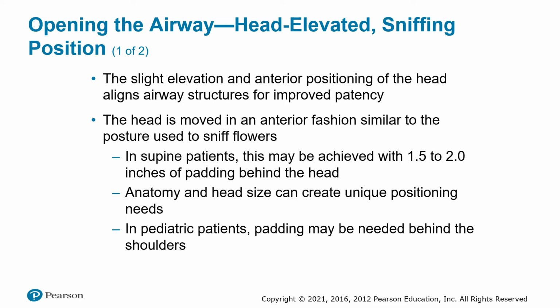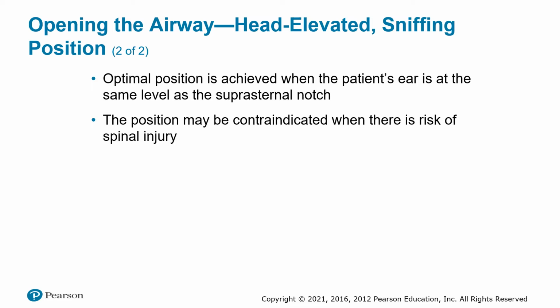In supine patients, this may be achieved with 1.5 to 2 inches of padding behind the head. Anatomy and head size can create unique positioning needs. And in pediatric patients, remember they have that big, huge occiput, and so it probably is best to pad behind the shoulders. Optimum positioning is achieved when the patient's ear is at the same level as the suprasternal notch. This position may be contraindicated when there is risk for spinal injury.